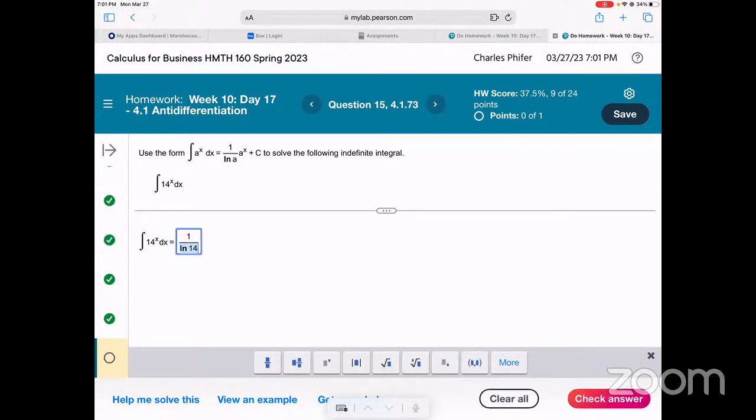Because if instead of being base 14, they were base e, then that would just be a 1 and you wouldn't even notice it. And then we still keep our 14 to the power of x plus a constant. Capital C. Okay.